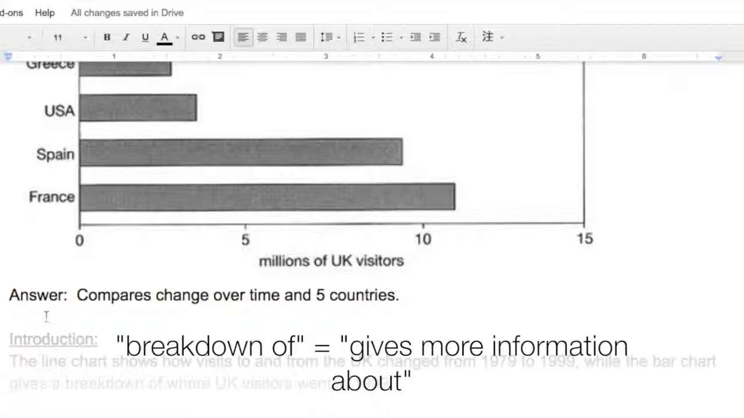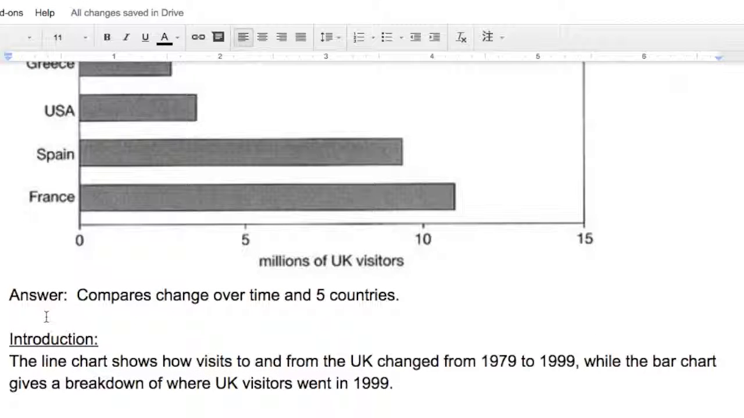So we could change it to say that the line chart shows how visits to and from the UK changed, while the bar chart gives more information about where UK visitors went. So the introduction shows how the bar chart links to the line chart.